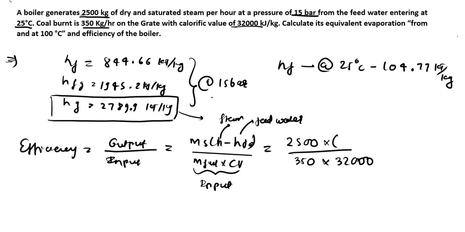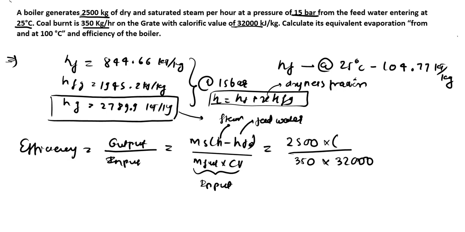Now we have dry saturated steam, so we do not need to worry about calculating h separately. h can be calculated as hf plus x times hfg, where x is the dryness fraction. But in our question, it has been given that the steam is dry and saturated, so the dryness fraction becomes 1 for dry steam, x is equal to 1. That is why h is hf plus hfg, which is nothing but hg.